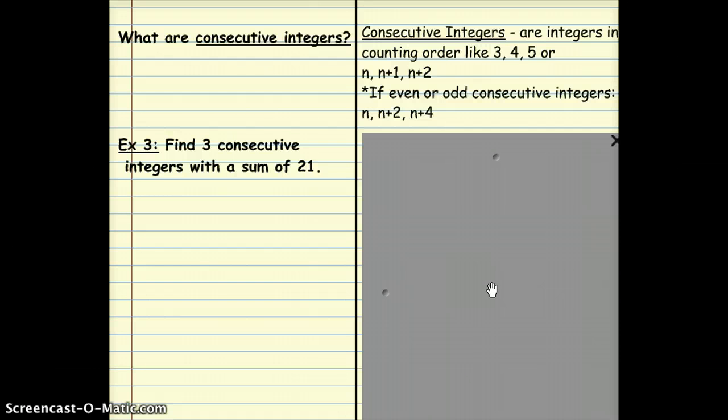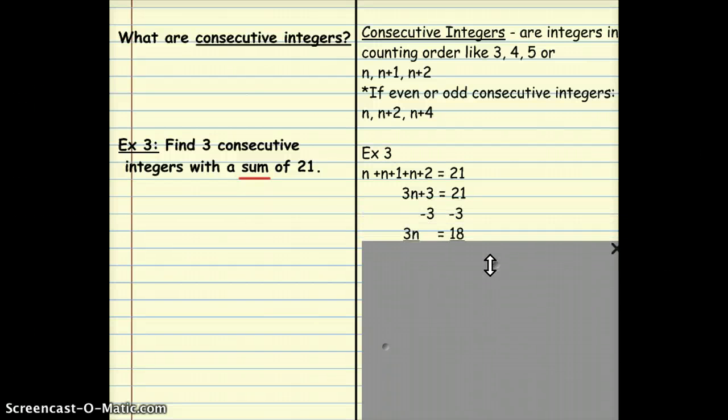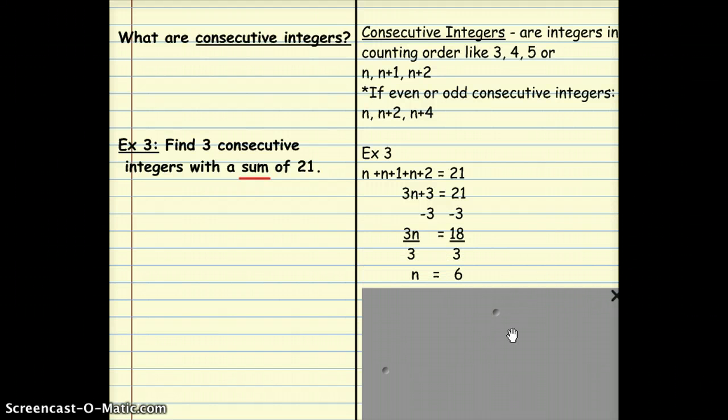It says find 3 consecutive integers with the sum of 21. Alright, they're 3 consecutive, so we're going to use n, n plus 1, and n plus 2. And we are adding these together because it says a sum. So n plus 1 plus n plus 2 needs to equal 21. Well, we can go ahead and simplify this left-hand side. We can combine our like terms to get 3n plus 3. Let's get rid of the plus 3 by subtracting 3 from both sides. So now we've got 3n equals 18, and of course we're going to divide by 3, so n equals 6.